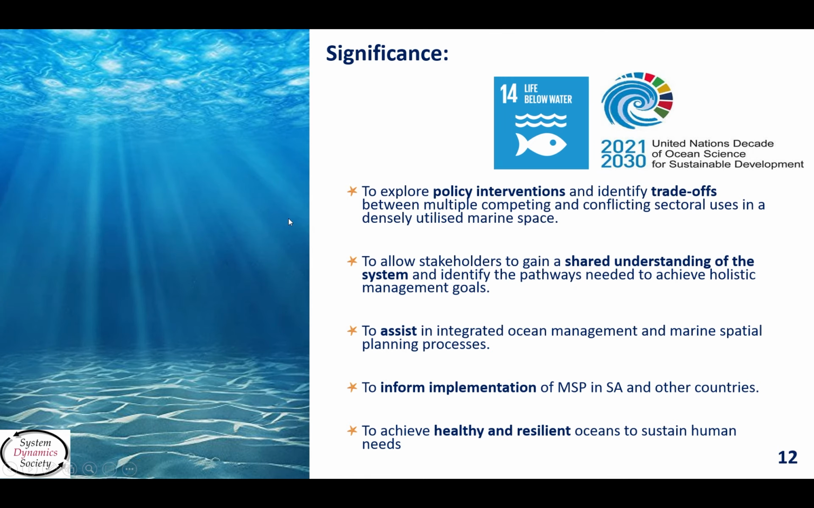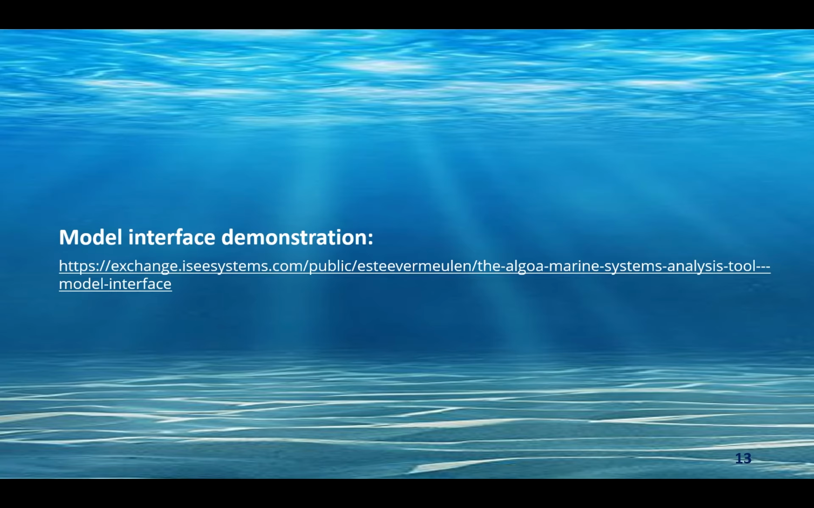So what was the significance? It was really to explore these different policy interventions and identify trade-offs between multiple competing and conflicting sectoral uses. It allowed our stakeholders to also gain a shared understanding of the system and identify pathways needed to achieve these management goals. It allowed us to assist integrated ocean management and marine spatial planning, essentially inform, or hopefully inform, implementation in South Africa. And the main goal was to achieve these healthy and resilient oceans to sustain our human needs.